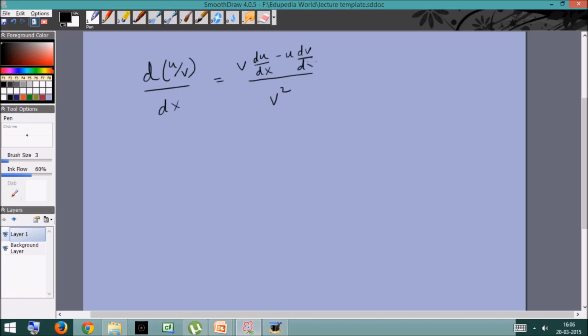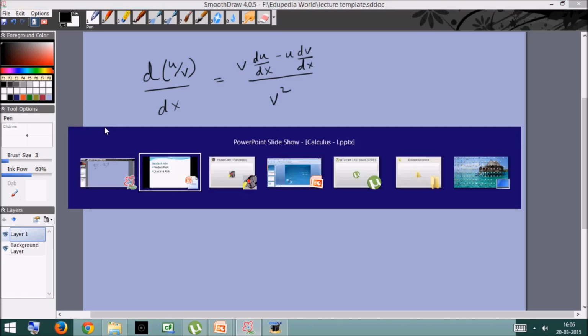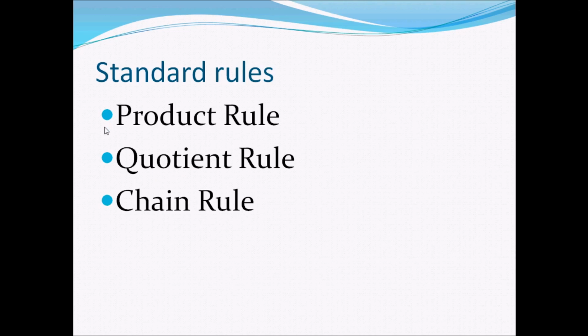There is no magic in any of these formulas. Let me just repeat, you can derive these formulas soon enough once you learn limits. And finally, there is the most important rule, that is the chain rule.